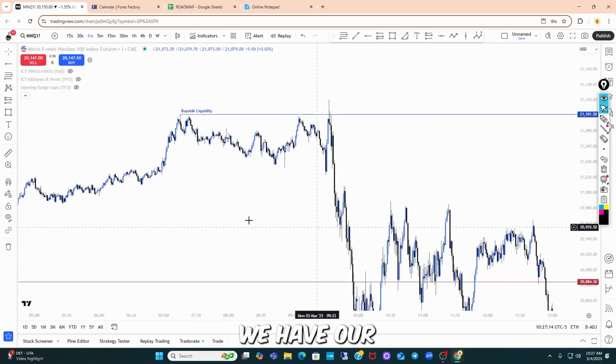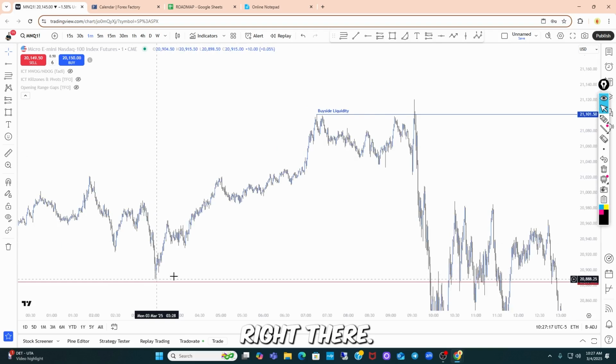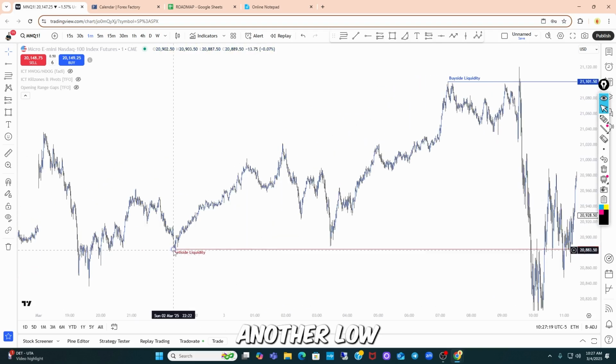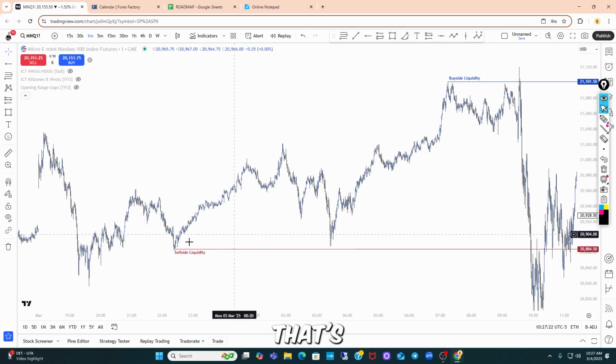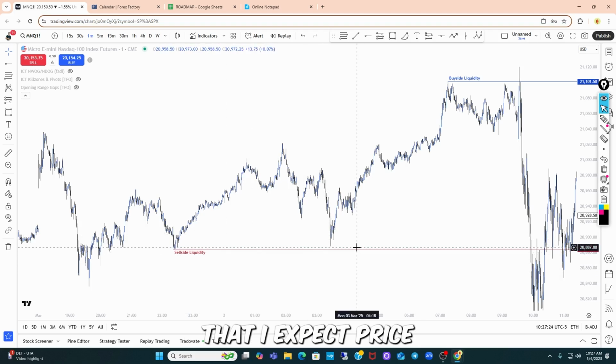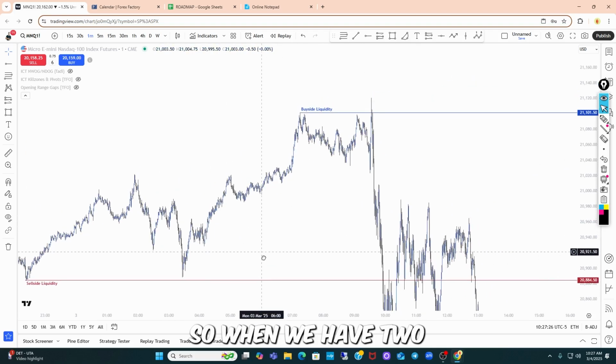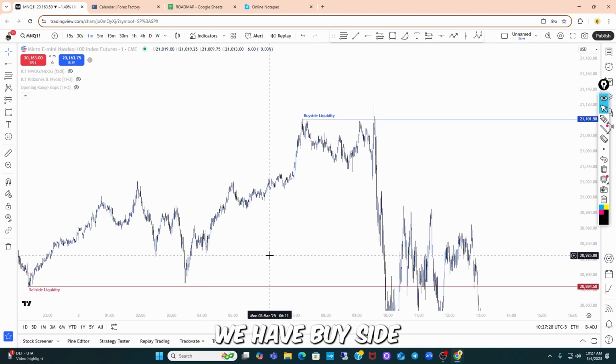And down below, we have our London low right there. But notice that we have another low that's relative to that. To me, that's relative equal lows. That's a key area that I expect price to draw to. So when we have two biases, when we have buy side and we have sell side, wait for one of the liquidity to be swept and then target the opposing liquidity.